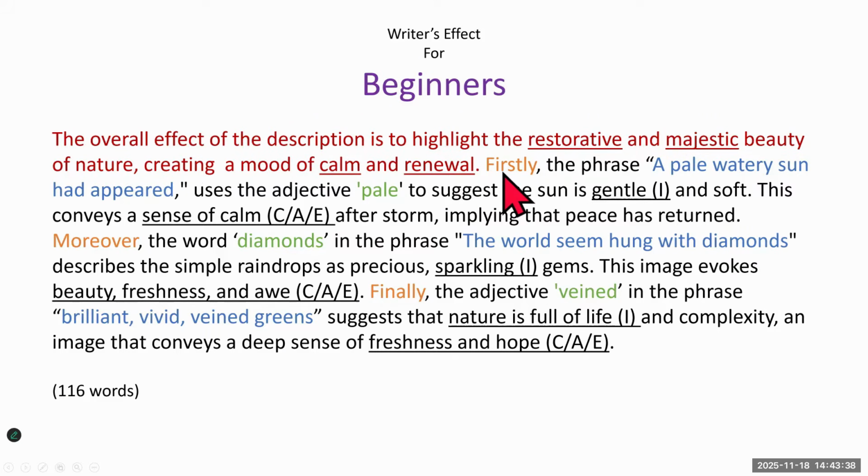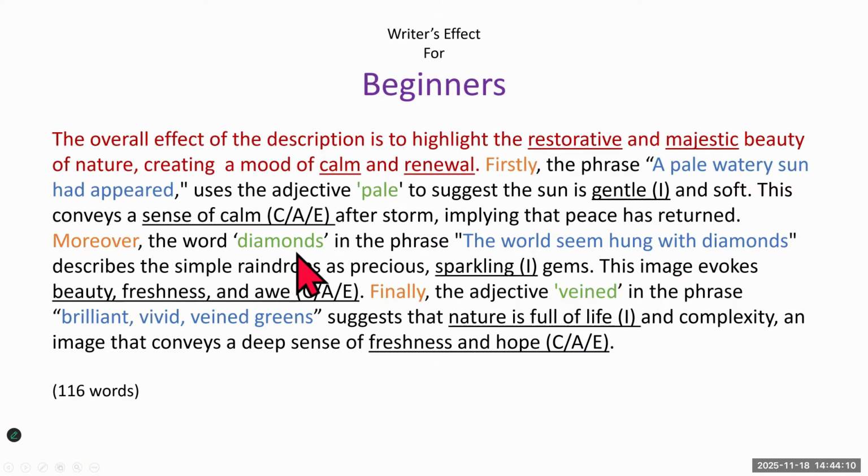So now I'm going to start with the first phrase. Firstly, the phrase "a pale watery sun had appeared" uses the adjective pale to suggest the sun is gentle and soft. So here means its implicit meaning. This conveys a sense of calm. So this could be connotation, association, or effect, doesn't matter. A sense of calm after the storm, implying that peace has returned. So when I go on to the next phrase, I use transitions, as you can see in orange.